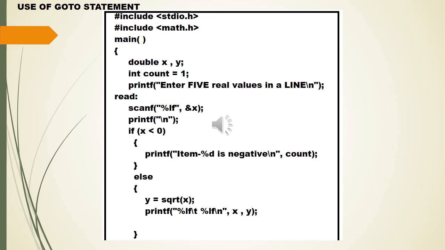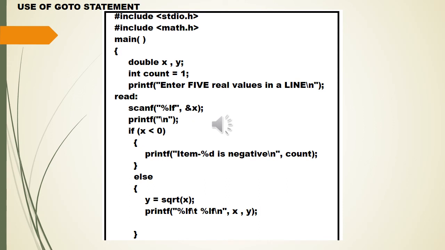So main is the beginning of this program, and then double x and y, of double type, and int count equal to 1. Instead of writing int count and then count equal to 1 separately, we are taking it in one statement, where the value 1 is assigned to count for counting the numbers 1, 2, 3, 4, 5 like that. Here printf says enter 5 real values in a line. Then scanf will read the value.